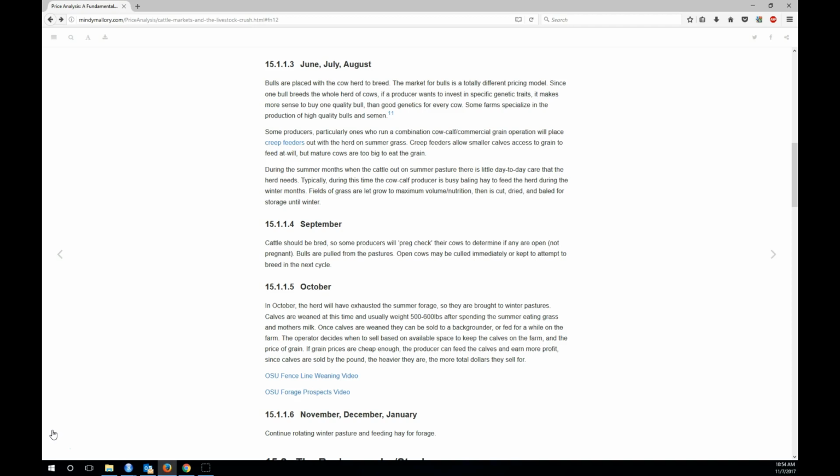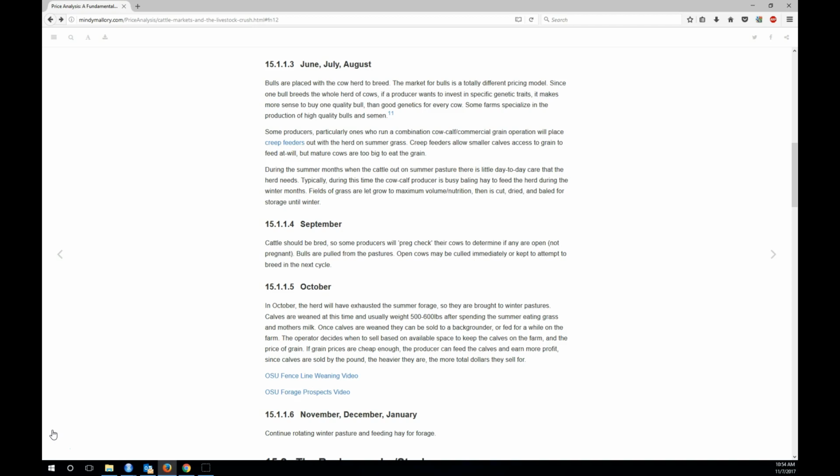It's at this time that bulls are placed with the cows in order to breed all of the cows in the breeding herd. And the market for bulls is under a totally different pricing model than the beef cattle prices that we'll talk about later in this chapter.